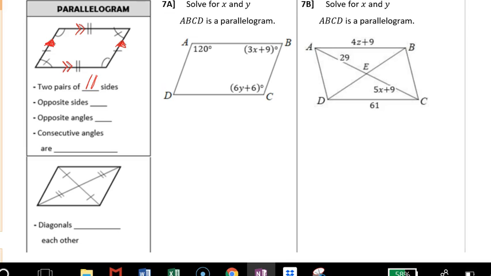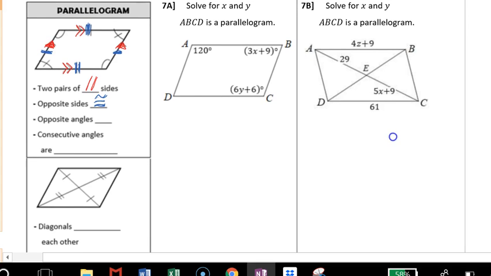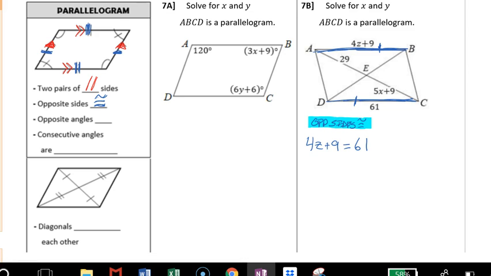But the first big one that we're going to be utilizing is that opposite sides are congruent. So we know that opposite sides in a parallelogram, so the top is congruent to the bottom, and the left is going to be congruent to the right. This property actually shows up in problem 7B, as I tell you this is a parallelogram. So we know that AB is in fact congruent to CD or DC. Therefore, we can set up the equation that 4z plus 9, the length of AB, is equal to the length of DC, which is 61. So solving this two-step equation gives us that z is equal to 13.